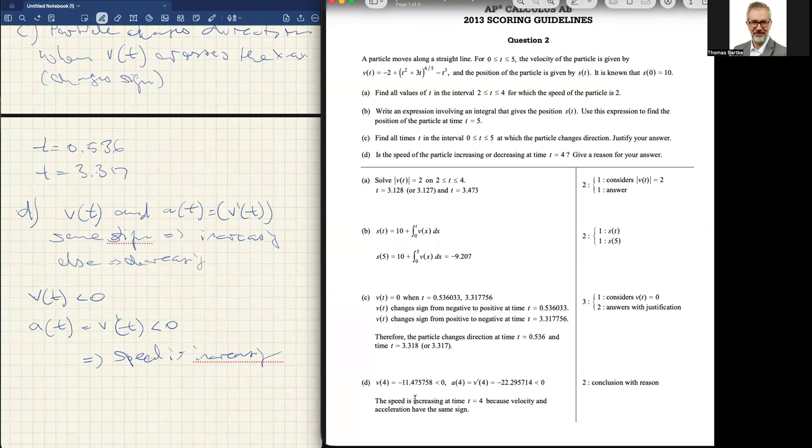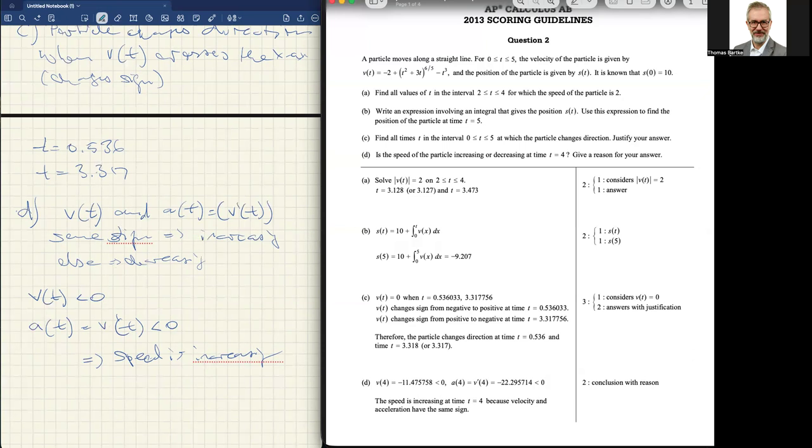Then D is conclusion with reason. v of 4 equals -11, that's less than 0. And a of 4, which is equal to v prime of 4, is -22, and that's also negative. The speed is increasing at time 4 because velocity and acceleration have the same sign. So you can also word it this way in the reason. That way it's a little bit easier to write because you have the specific conclusion already in mind and you don't have to go back and forth with different cases.